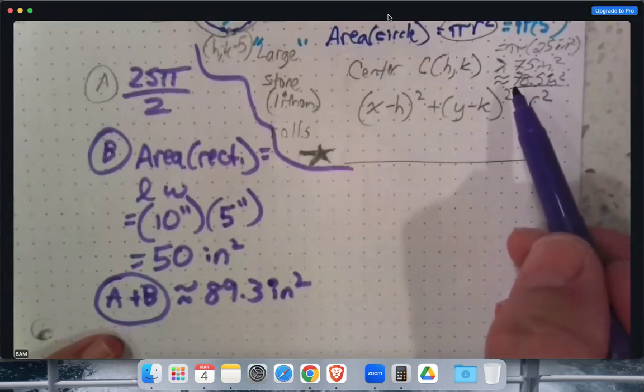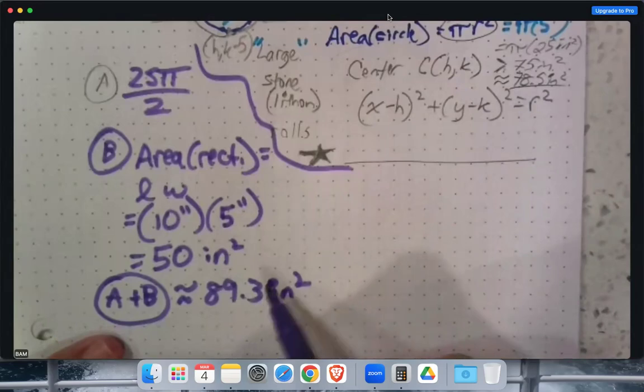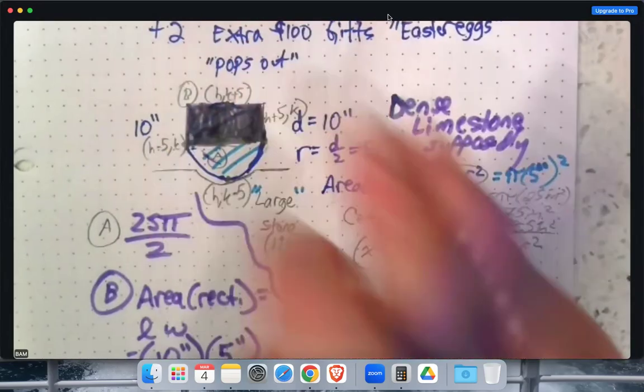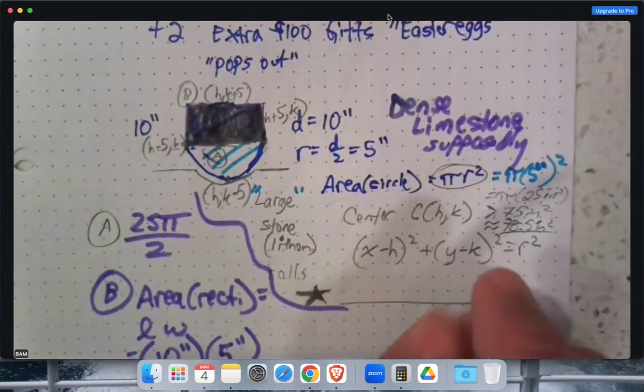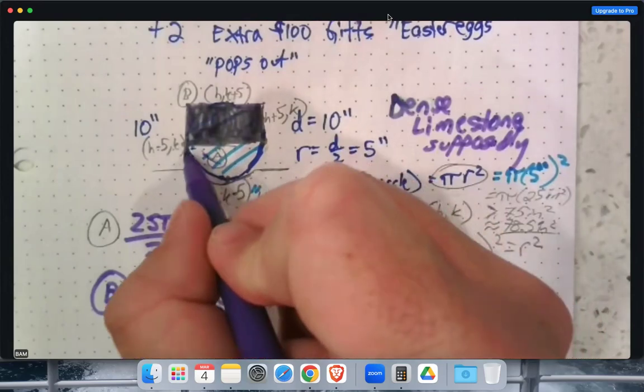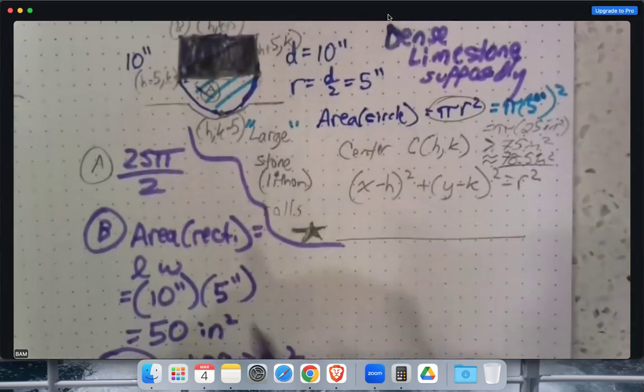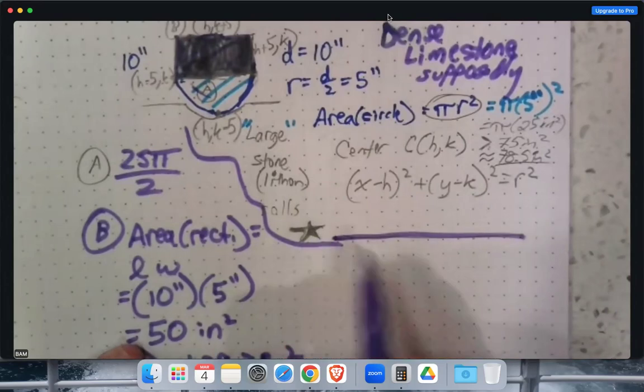And the difference is 89.3 minus 78.5. That is talking about the stone. That is probably the harder part. And remember in the rubric, you have to have a curve in the stone unless you want to be dangerous and give me a star.